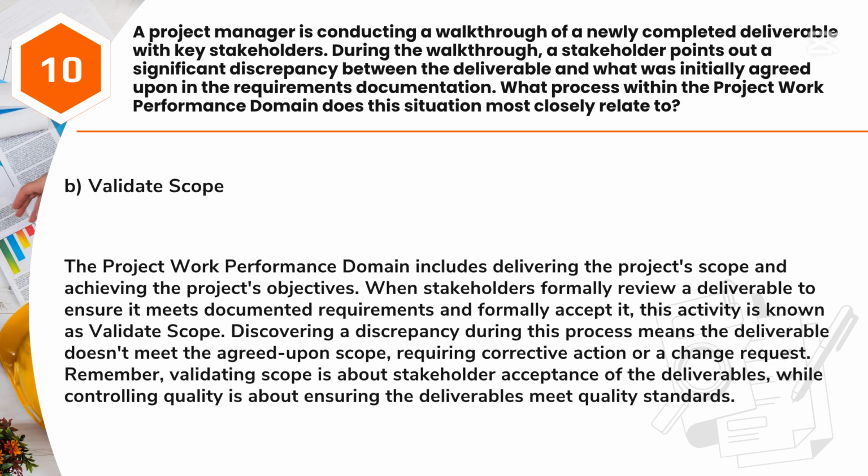Answer: B. Validate scope. The project work performance domain includes delivering the project's scope and achieving the project's objectives. When stakeholders formally review a deliverable to ensure it meets documented requirements and formally accept it, this activity is known as validate scope. Discovering a discrepancy during this process means the deliverable doesn't meet the agreed-upon scope, requiring corrective action or a change request. Remember, validating scope is about stakeholder acceptance of the deliverables, while controlling quality is about ensuring the deliverables meet quality standards.